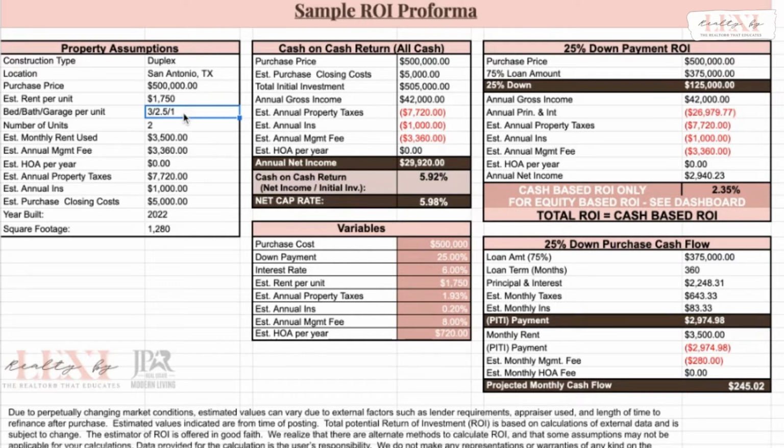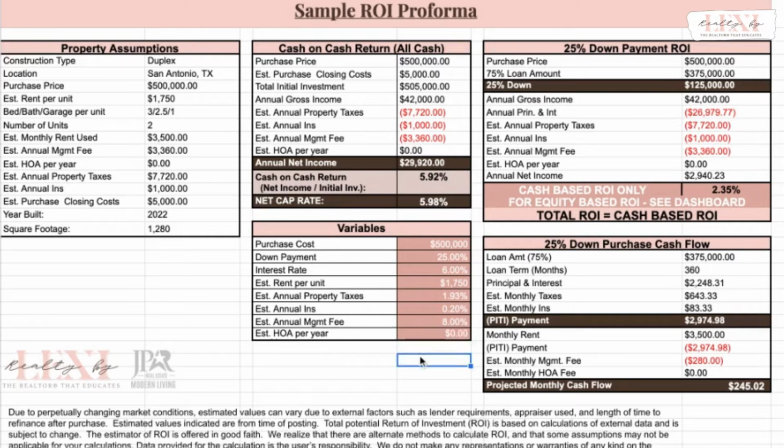Then you will see that I plugged in the 1.93% tax rate that I got directly from the Bexar County Appraisal District at the time of this recording. Then I have a 0.2% cost for annual insurance based on the quote from my local provider and an 8% management fee from a property management company I work with in San Antonio. This property does not have an HOA, so I will plug in 0 under this cost.